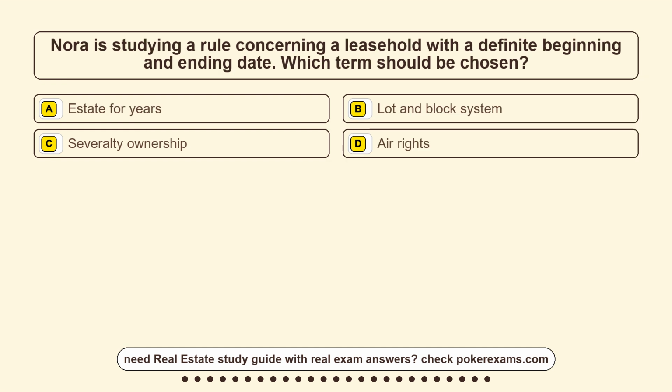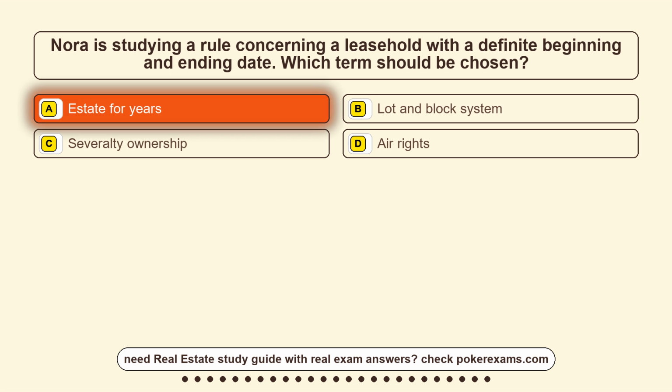Question 13. Nora is studying a rule concerning a leasehold with a definite beginning and ending date. Which term should be chosen? Option A, estate for years. Option B, lot and block system. Option C, severalty ownership. Option D, heir rights. The correct answer is option A, estate for years.